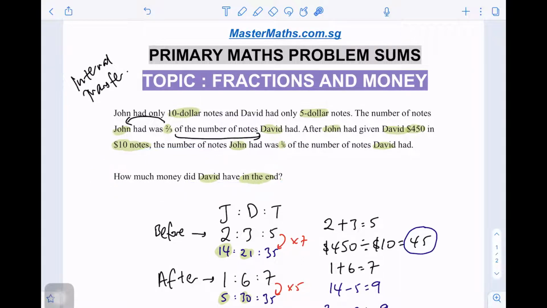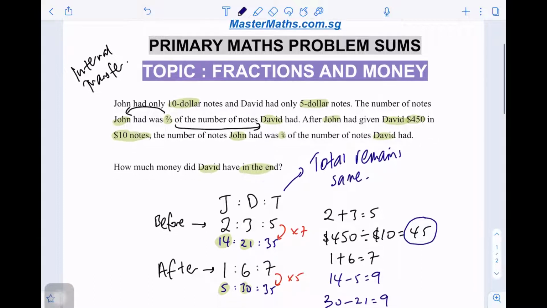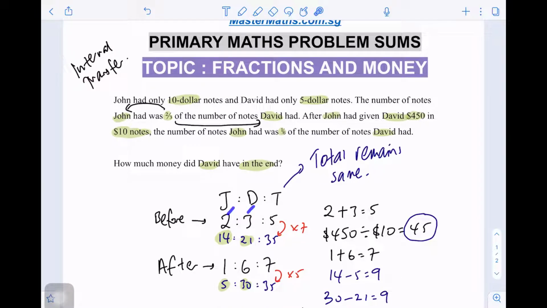Now this is an example of an internal transfer problem, whereby they're just transferring notes to each other, not value but notes. Okay, so what we do is we come up with a before ratio. John is 2 units, David is 3 units, total is 5 units. We need the total because for internal transfer questions, total remains the same. Okay, so John is 2, David is 3, and the total is 5. 2 plus 3 is 5.